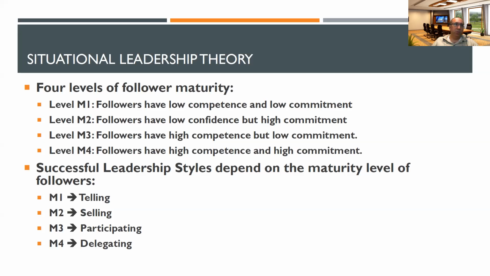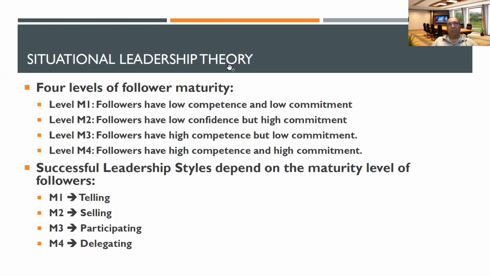Then there's M2. Those followers have low confidence. Well, it should actually be low competence. They have low confidence also because they have low competence, but high commitment. Then M3 are the followers who have high competency but low commitment. They have high competence but aren't committed; they don't see the benefit of this project or activity. And then M4 are those followers who have high competence and high commitment. So they are the M4s.